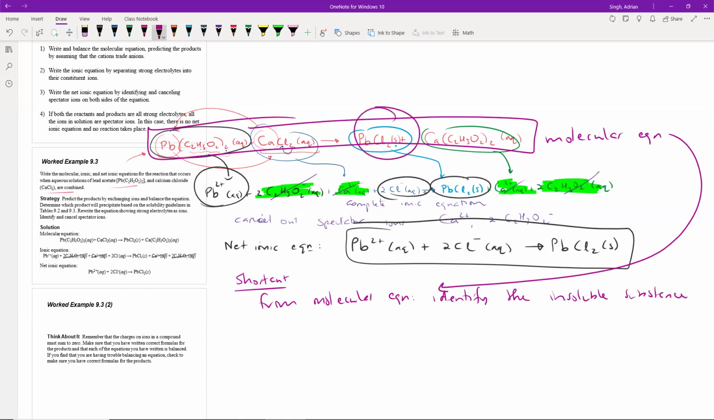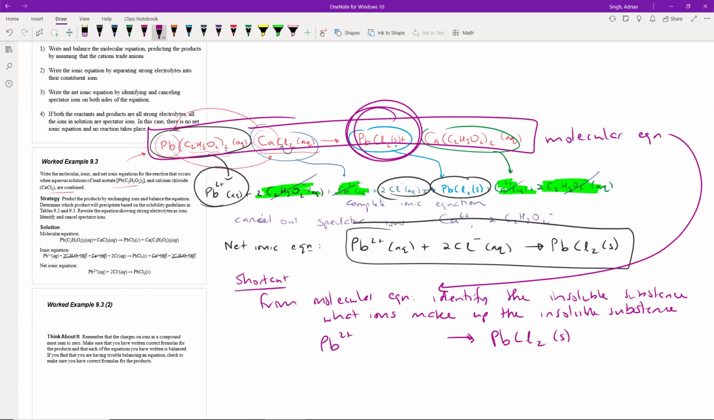In this case, it's the lead chloride. So I have that on the right side. And all I need to do is identify what ions make up the insoluble substance. In order to make PbCl2, I need a Pb2+ ion, and I also need chloride, but I need two of them. And I'm just going to insert the (aq) in front of each of these. That's your net ionic equation.